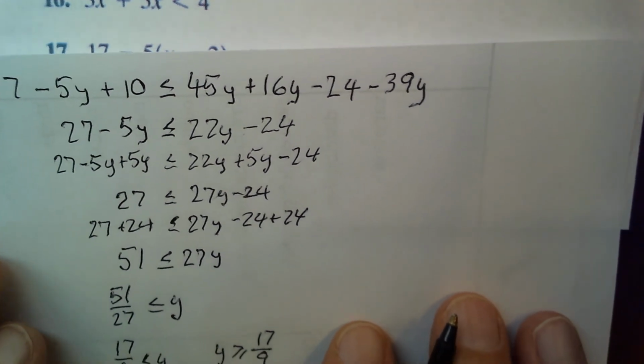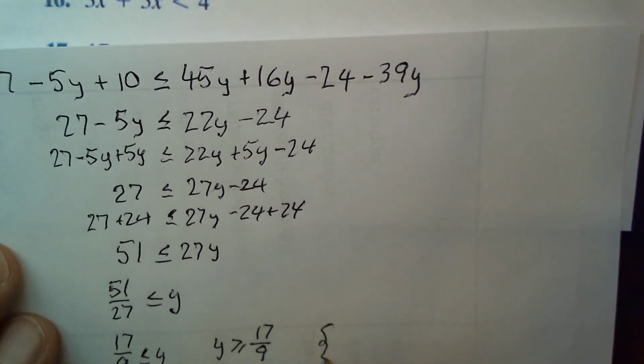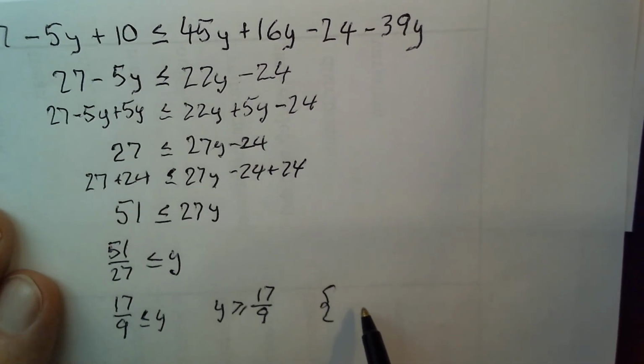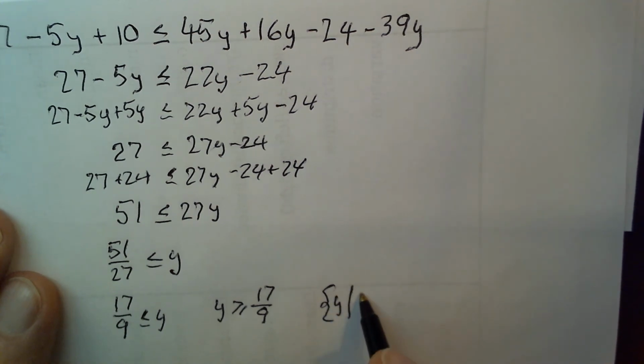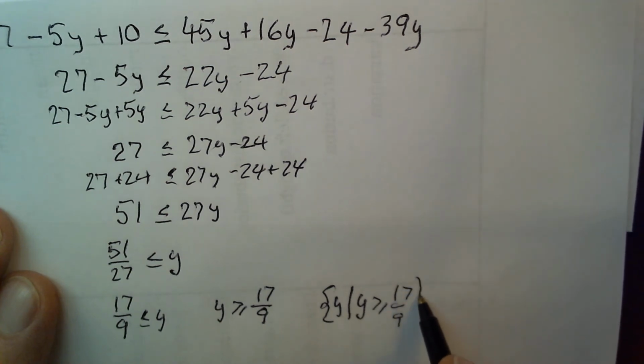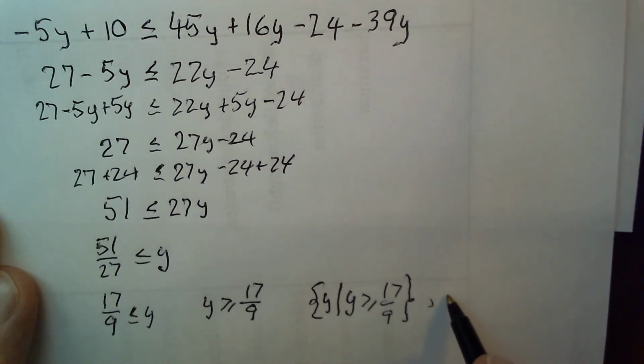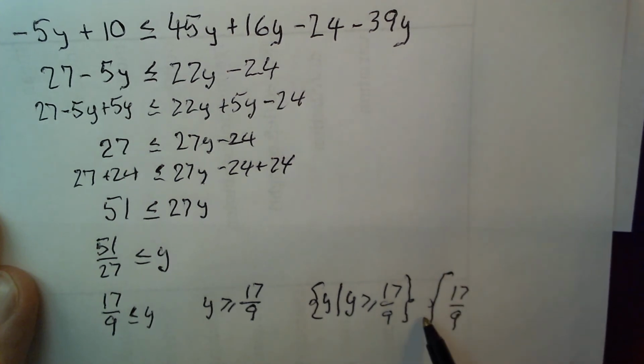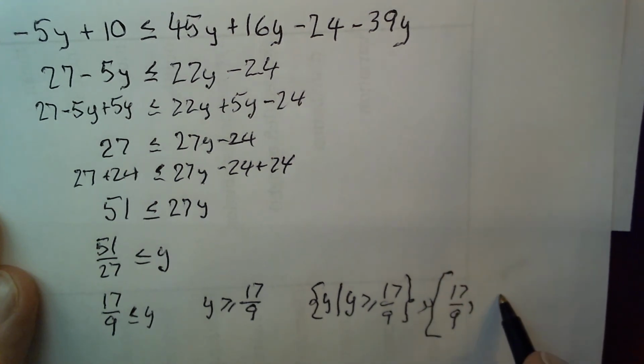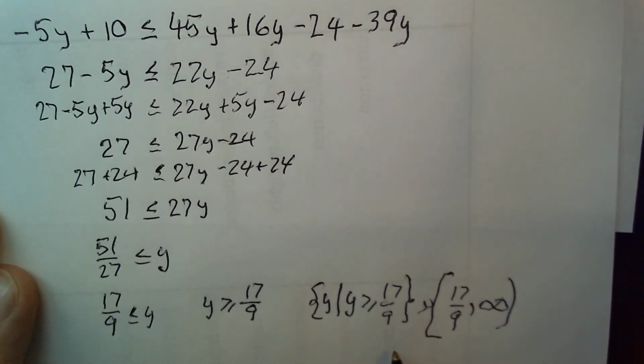And then the solution in set notation would be the set of all y, such that y is greater than or equal to 17/9. And in interval notation, it would be 17/9 with a bracket, comma, positive infinity with the parenthesis. So these are the solutions to the initial inequality.